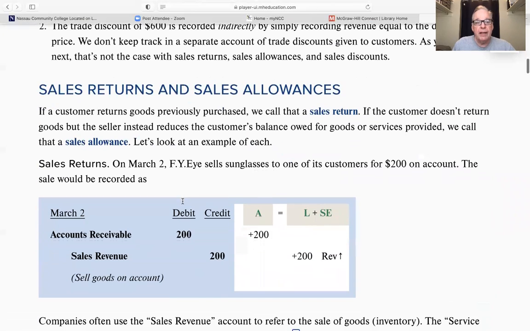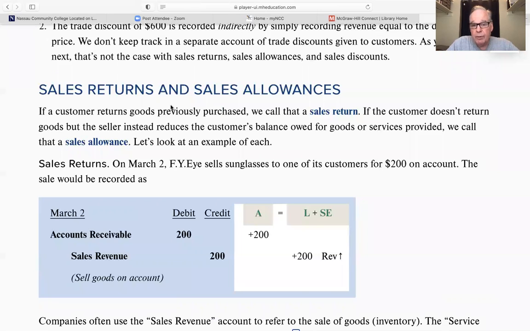Now, sales returns and sales allowances, real quick. When you sell merchandise, how many times have you bought something or got something as a gift maybe, and you didn't like it: wrong size, wrong color, maybe it was damaged? You returned it. Okay, that's a sales return.